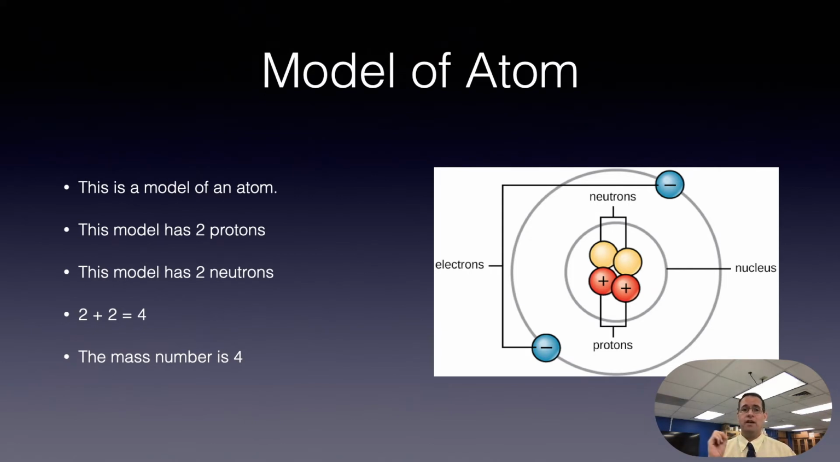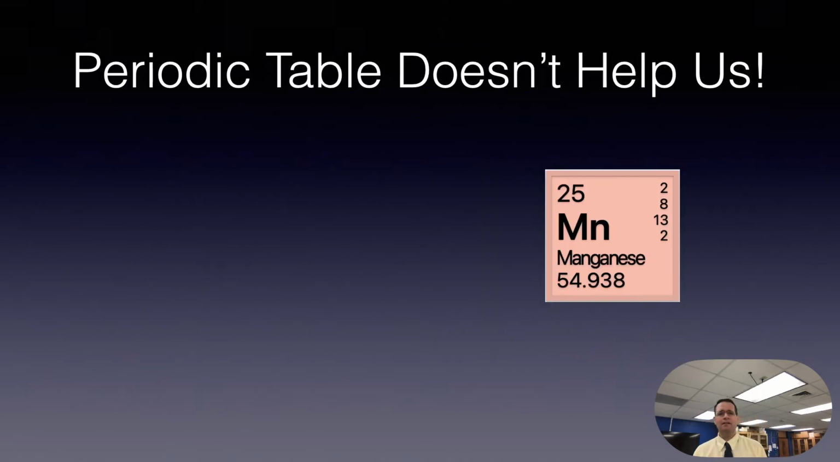So the model shows we have 2 protons having a mass of 2. It has 2 neutrons having a mass of about 2. So 2 and 2 is 4. So the mass number here is 4. And remember again, the total mass of an atom is primarily due to the protons and neutrons in the nucleus. So we have a mass number of 4. Now, where do you get the mass numbers? The periodic table does not help us for the mass numbers.